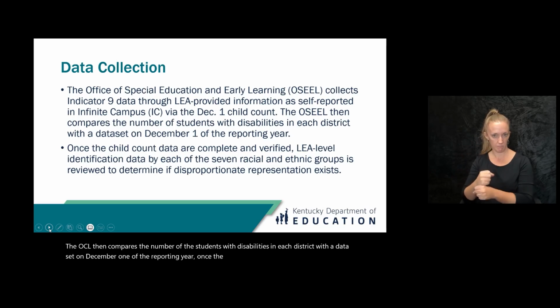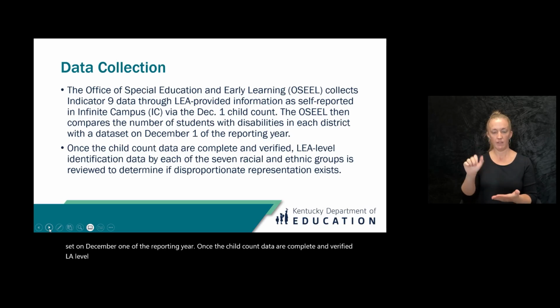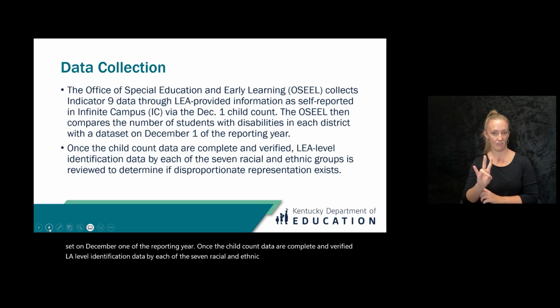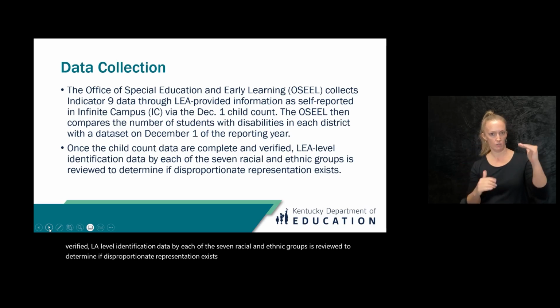Once the child count data are complete and verified, LEA level identification data by each of the 7 racial and ethnic groups is reviewed to determine if disproportionate representation exists.